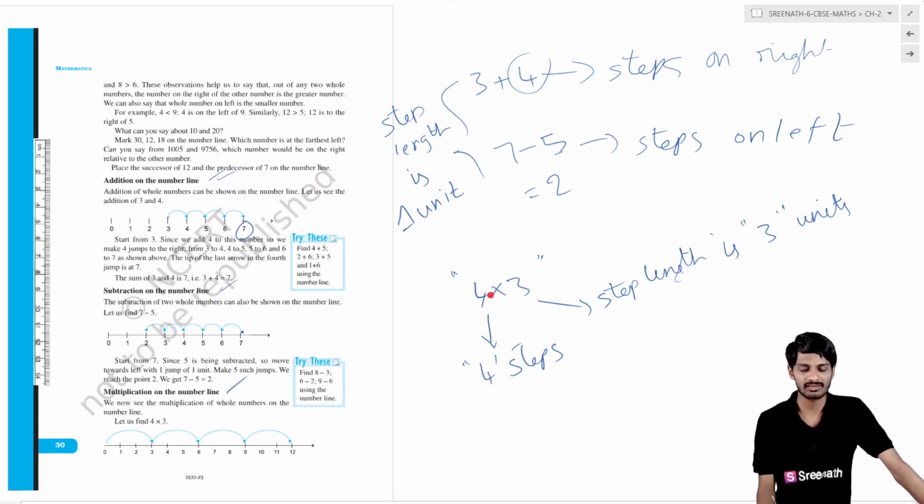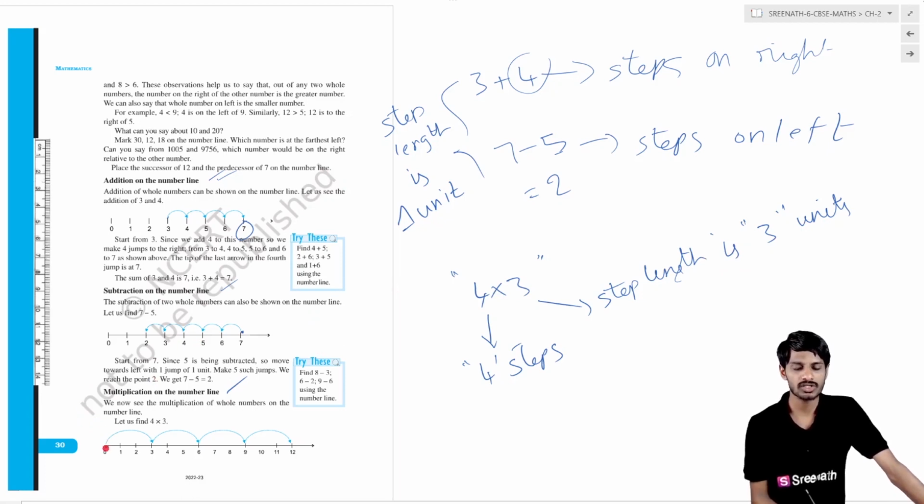First you have to start from the origin, and you have to take 4 steps. Each step is having 3 units. So this is the origin. You take the first jump, and in the first jump you cover 3 units distance: 1 unit, 2 unit, 3 unit. Next, you have the second jump. In the second jump also, you must have 3 units distance. Next, third jump, and finally fourth jump. After completing the 4 jumps, you will land on the number 12 on the number line. So that is the result.